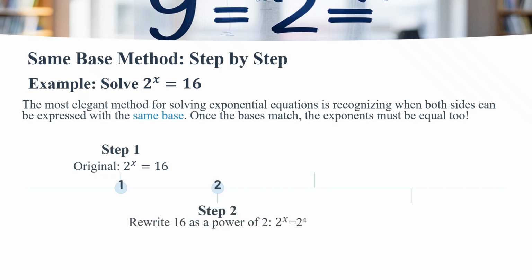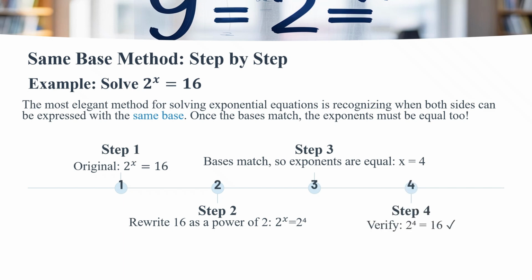Step 2. Now, we check if both sides can have the same base. We know that 16 can actually be written as 2 raised to the 4th power. So we rewrite the equation as 2 to the x equals 2 to the 4. Step 3. Since the bases are already the same, we can now make the exponents equal to each other. That means x equals 4.